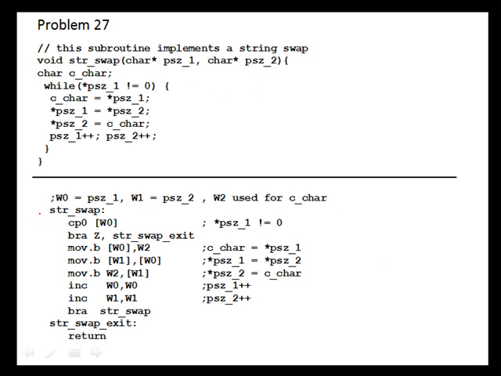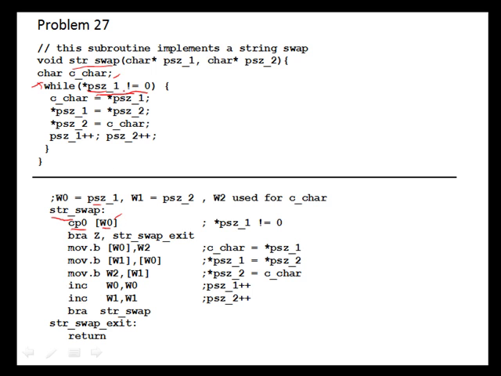So our PIC24 implementation starts with a label that's going to be the same name as our subroutine. Now at this point we need to begin implementing this while loop. So we'll do this test first, which compares the character pointed to by pointer 1 against 0. So we're going to use the compare 0 instruction. W0 contains this pointer, so register indirect will get the character that this pointer is pointing at.